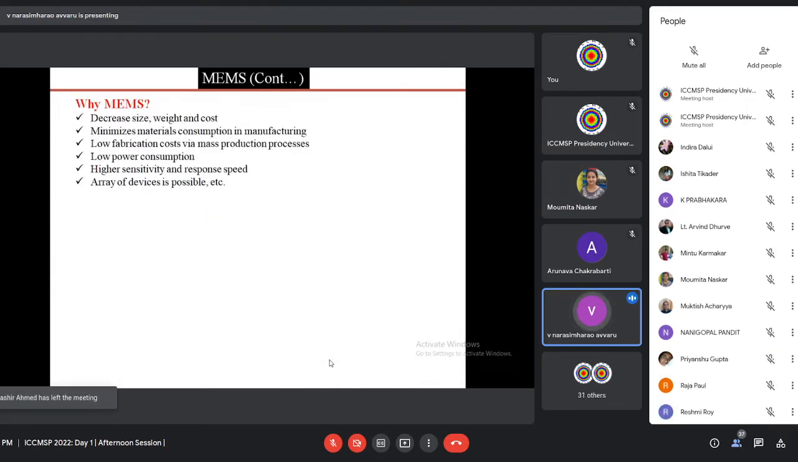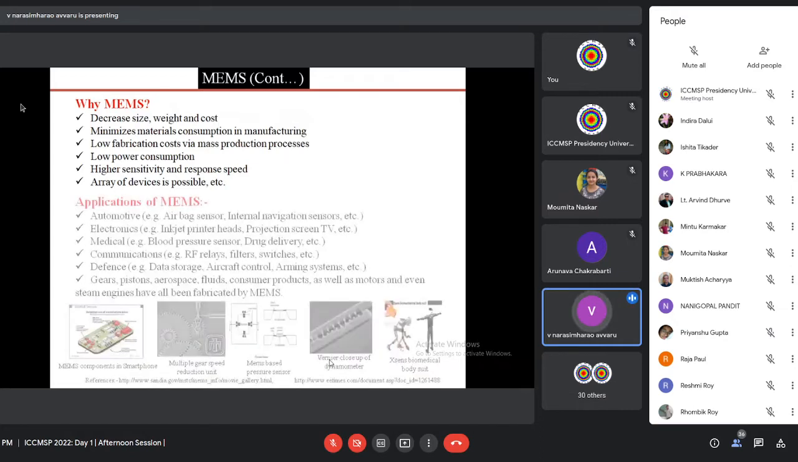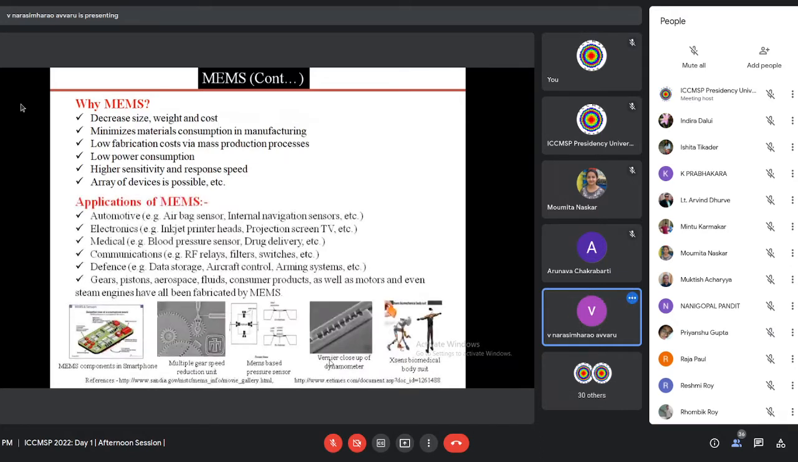Why MEMS? It decreases size, weight, and cost, minimizes material consumption, and offers low fabrication cost, low power consumption, high sensitivity and response speed. Arrays of devices are possible. Applications of MEMS: automotive, electronics, medical, communication, defense. These are some of the applications of MEMS.